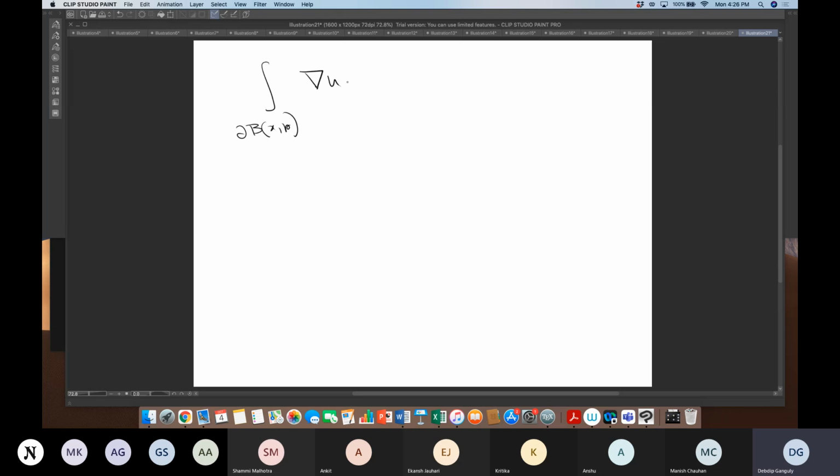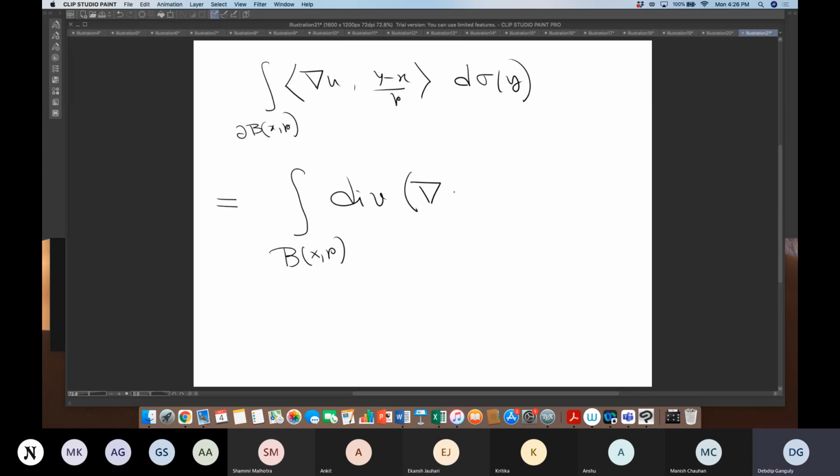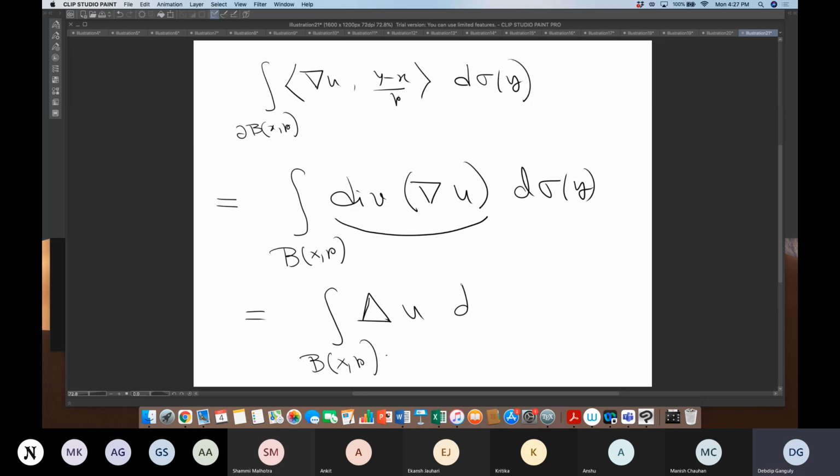Gradient of u at y, the inner product with (y minus x)/r, dσ_y, right? This is equal to the integral over B(x, r) of the divergence of gradient u. If you just take what is the divergence of the gradient u, this is the integral over B(x, r) of the Laplacian u, sorry, not dσ, dy. Is that clear?